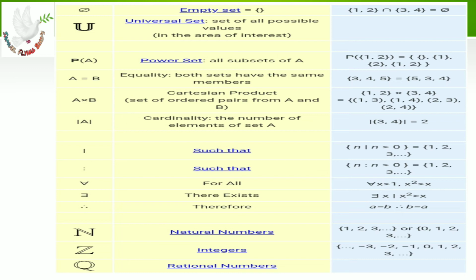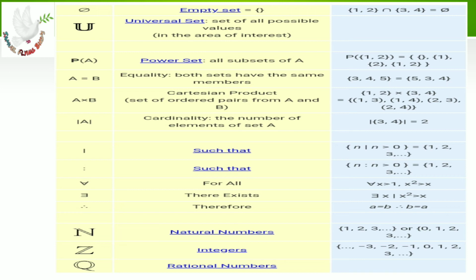Equality means both sets have the same members. We can write it as, for example, {3, 4, 5} is equal to {5, 3, 4}. A cross B, we can write it as the Cartesian product, the set of ordered pairs from A and B. We write it as a set of A and B, for the given example, {1, 2} cross {3, 4}. We can write (1, 3), (1, 4) and (2, 3), (2, 4) as four elements from the A and B set.